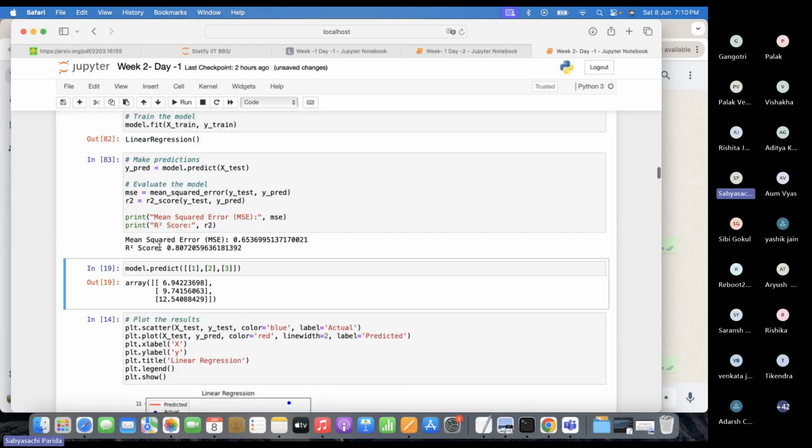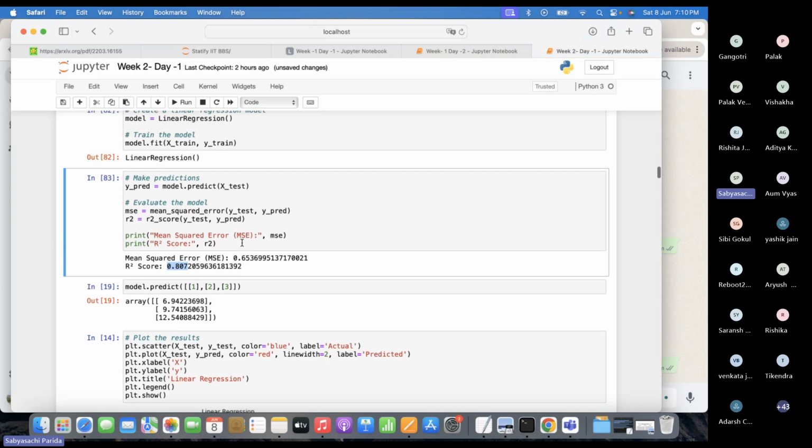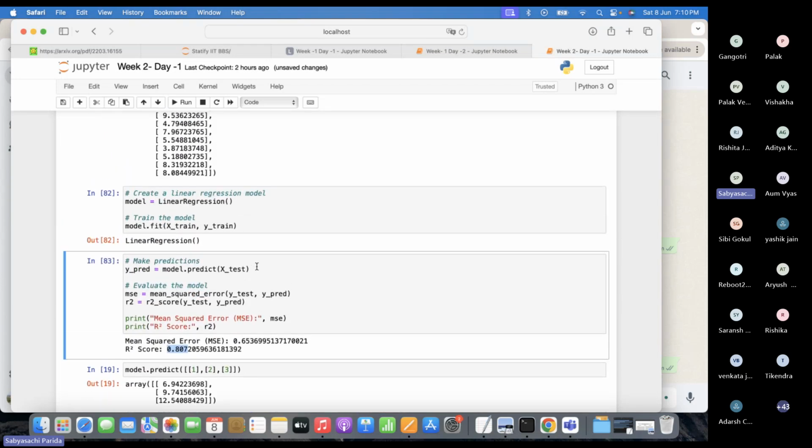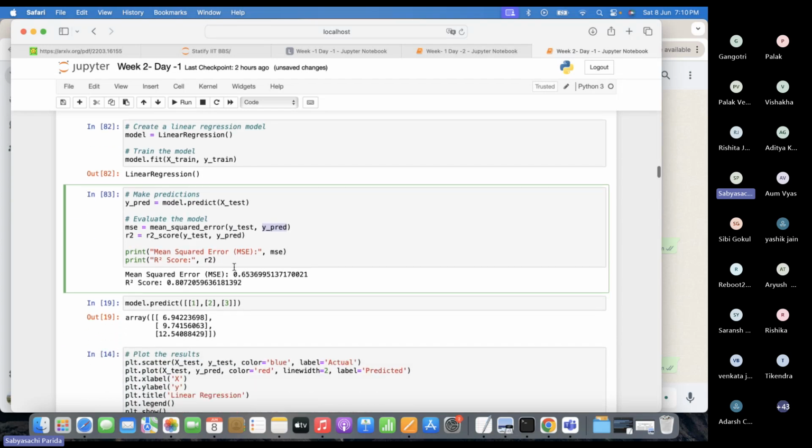So based on that, I'm getting a mean squared error of 0.65 and an R score of 0.80. Okay. So more on this mean squared error. As you had seen from the equation, that is the difference between the Y target and the y predicted, that is y test and y pred. So the squared difference between this is nothing but the mean squared error. So mean squared error is coming as 0.65.